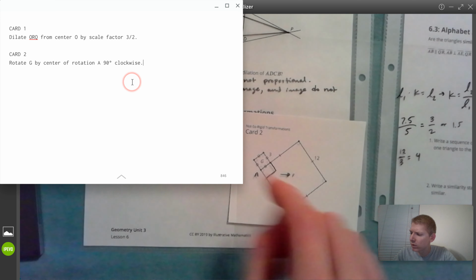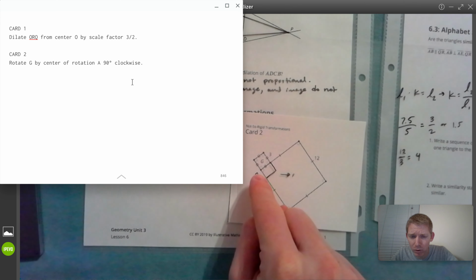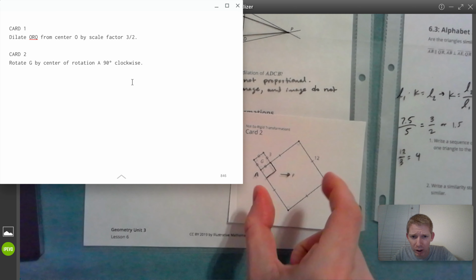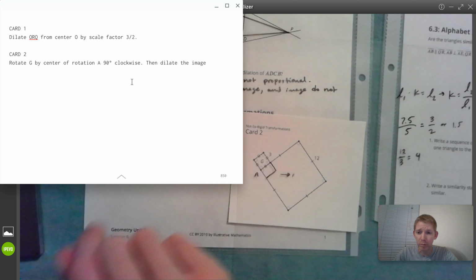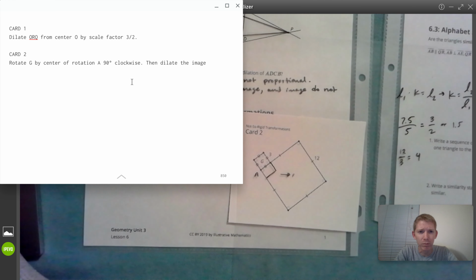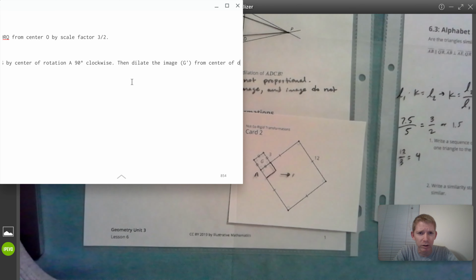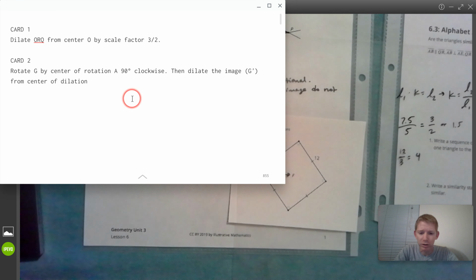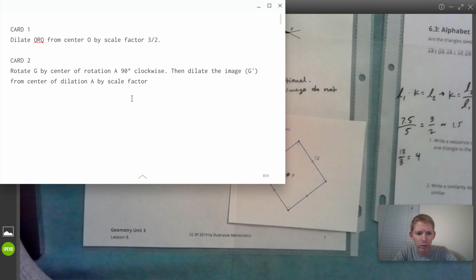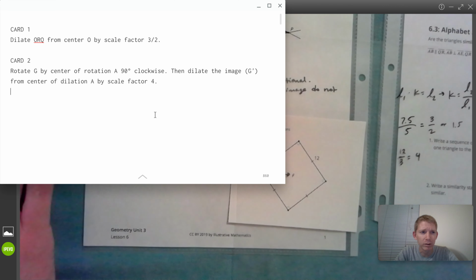Okay, and then once I've done that rotation, now it's going to be in this corner, so that way when I do the dilation, it will match up perfectly. So now we're going to say, then dilate the image, because it's not shape G anymore, now it's G prime. We're going to dilate G prime, dilate the image, from center of dilation. Let me scoot this out like this so you can see all of it. From center of dilation A by scale factor 4. Okay.